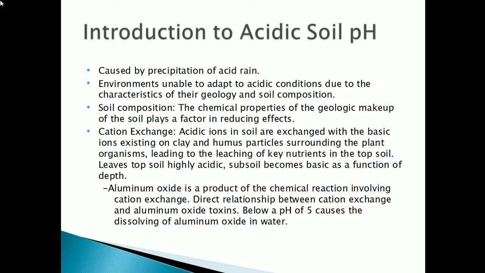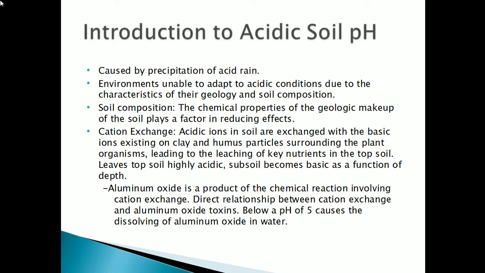The environment's ability to combat the rapid decrease in soil pH, also known as its ANC, or acid neutralizing capacity, depends on the geological composition of that environment. The chemical properties of the types of rock within the soil play a factor in neutralizing the acid.